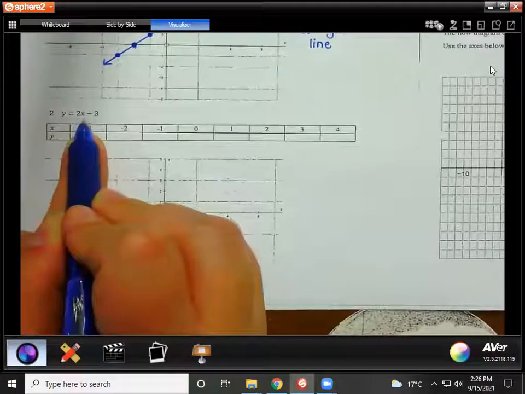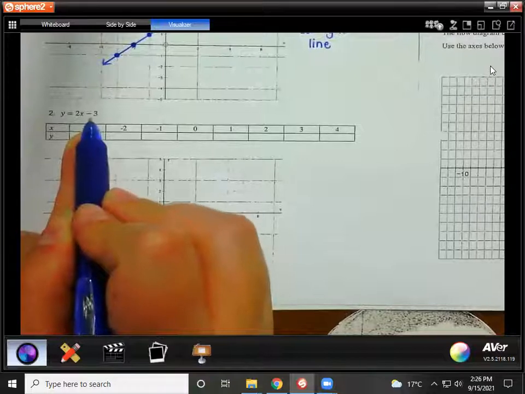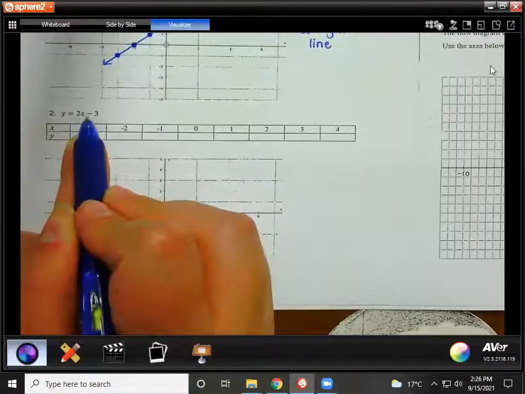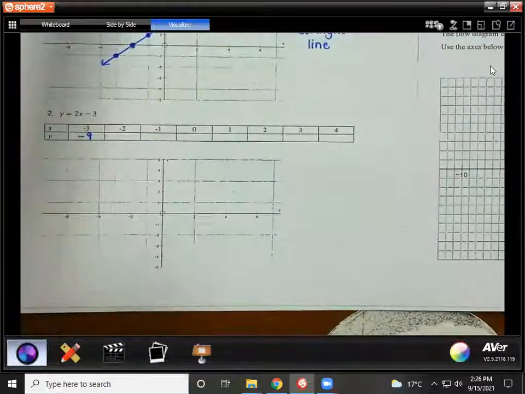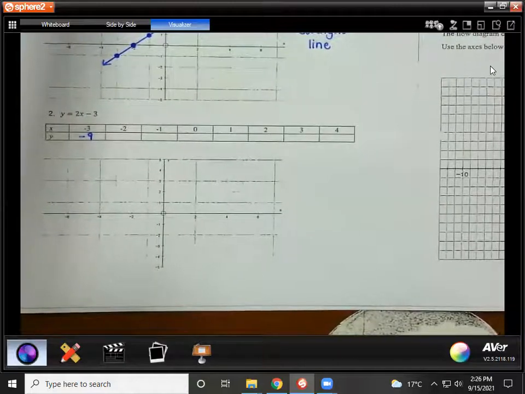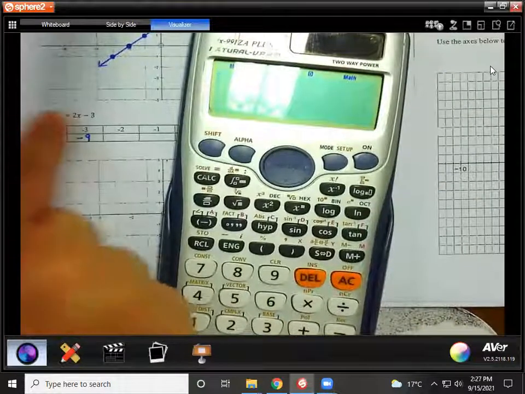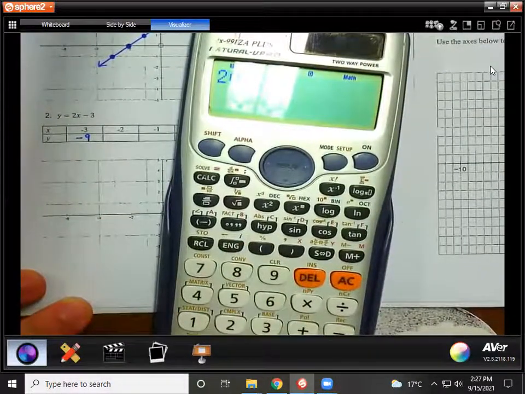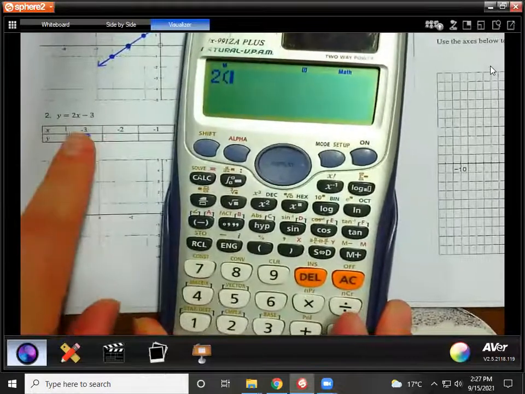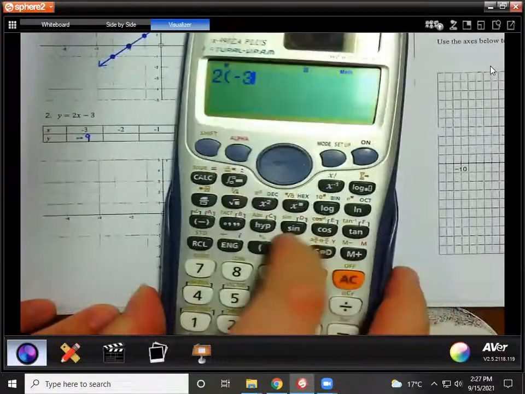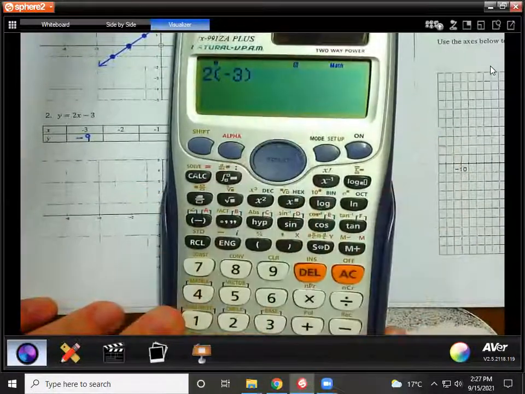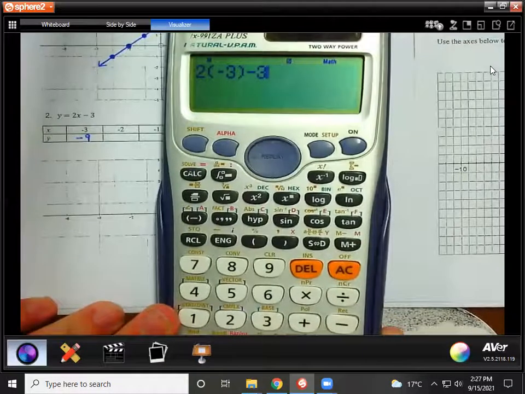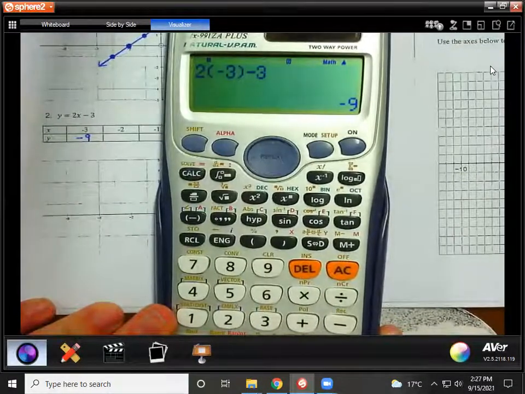What is 2 times -3? -6. And then what is -6 minus 3? -9. Guys, you are allowed to use your calculator for this. If you don't trust yourself, you can take the calculator, all right? You can type that equation in: 2, put a bracket, put whatever your x value is, so -3, close your bracket because it's 2x, right? 2 times x. And then -3 after that. And then when you press equals, it will give you that answer.